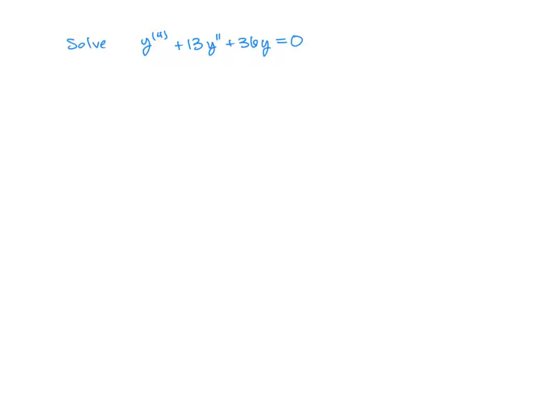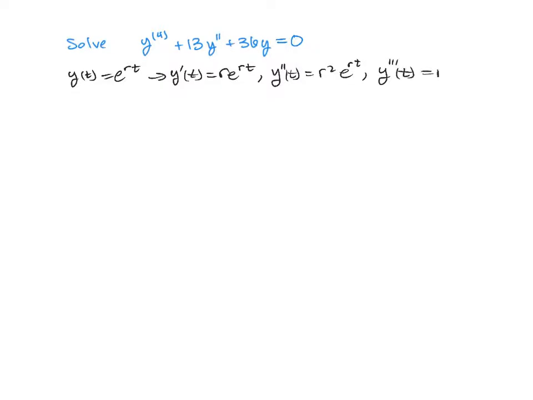So once again, we know our y of t is e to the rt, and we take the first derivative, we have an r e to the rt. The second derivative is r squared e to the rt. A third derivative is r cubed e to the rt. And yes, now a fourth derivative, denoted with this little 4 in parentheses, of t is going to be r to the fourth power e to the rt.